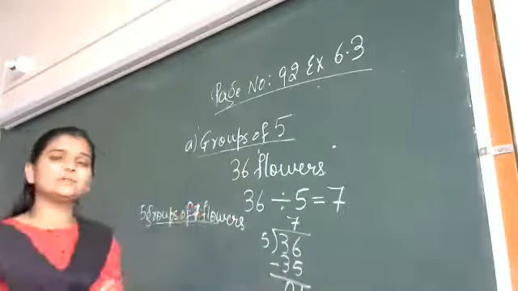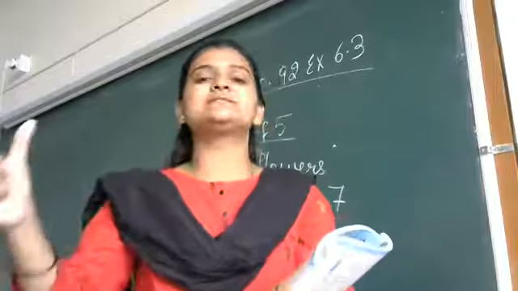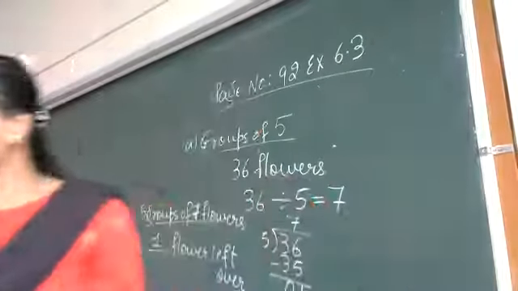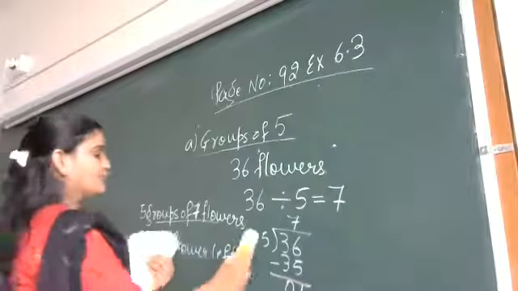What number have they given? How many flowers will be there, or how many leaves are there? In the next one, you can see there are leaves. Yes or no? Can you see? Yes, leaves are there. In the next one, you have balls. So count how many leaves are there, how many balls are there, and they have also told groups of 6, groups of 7. You will have to divide and make the groups.